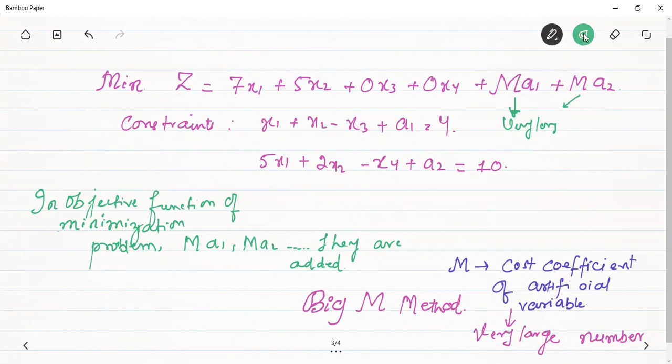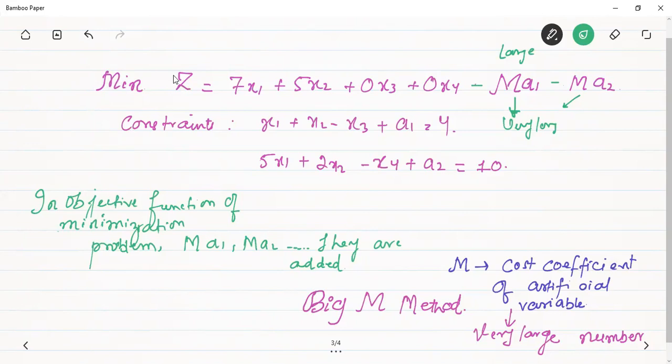ठीक है? अब for the time being, let me change the signs here. This is negative, this is negative. अगर मैंने minimization problem में artificial variables के coefficients को minus लिया होता, तो क्या होता? This is a very large number, isn't it? Problem is minimization. ये large number subtract हो रहा है, okay? Large number is getting subtracted.